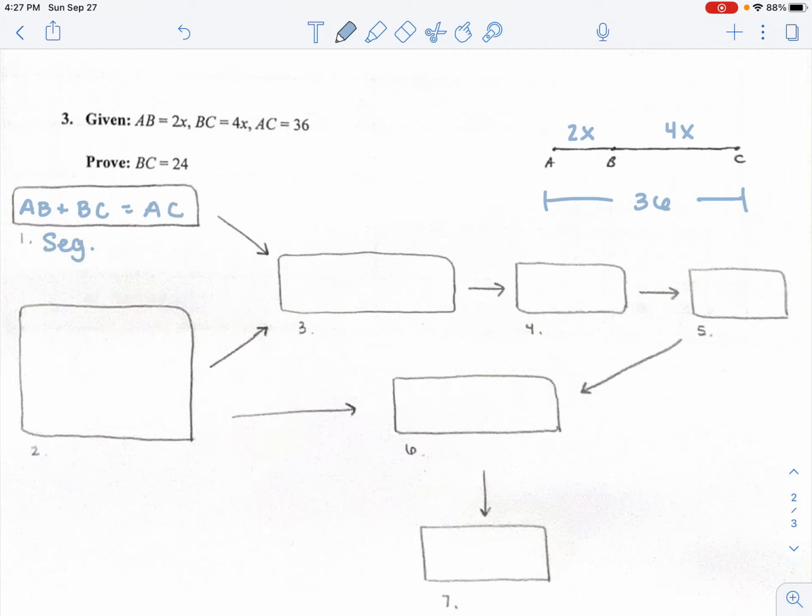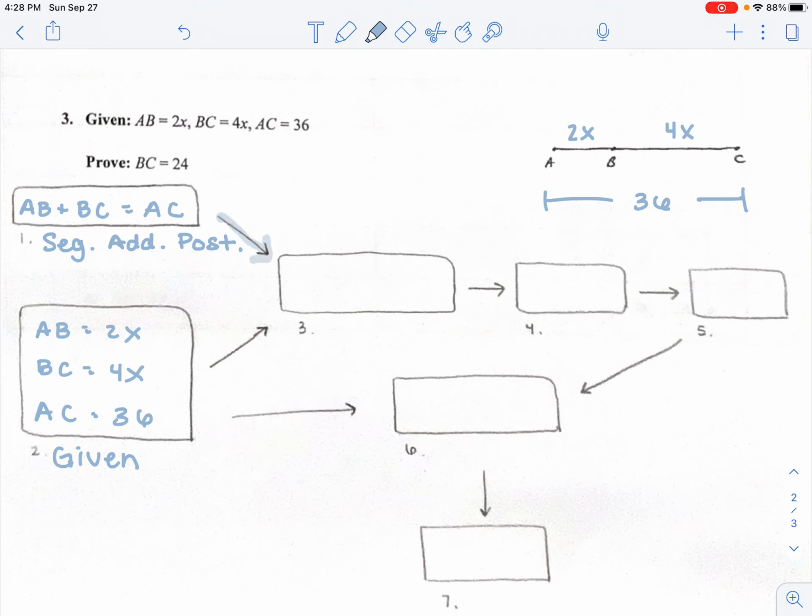My reason behind that is the segment addition postulate. All right, step number 1 done. I find the number 2. Number 2. All right, I probably need to list out all of my givens. So AB equals 2x. BC equals 4x. And AC equals 36. And those are just my givens.